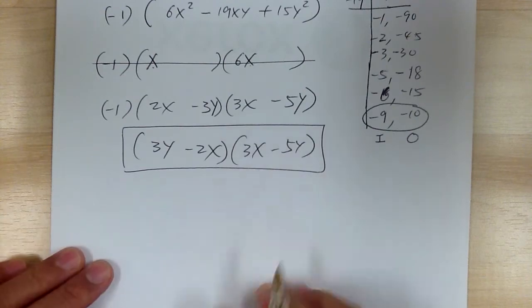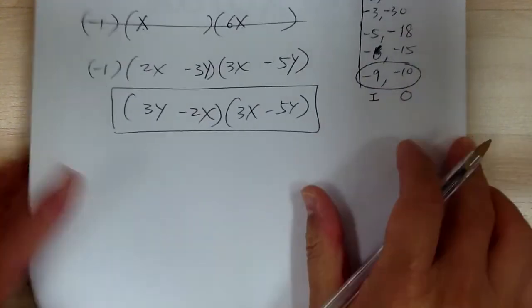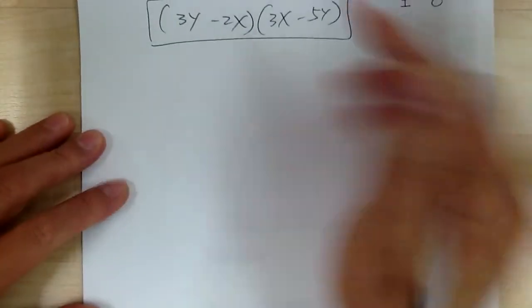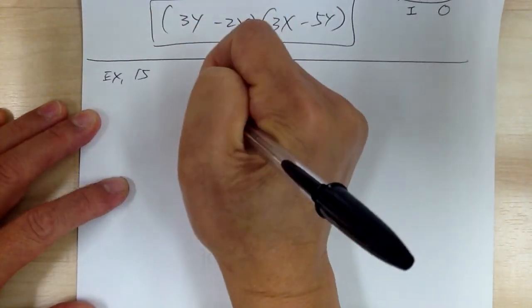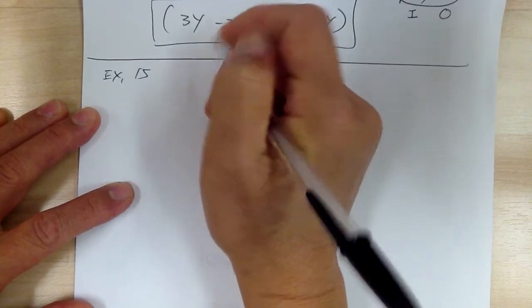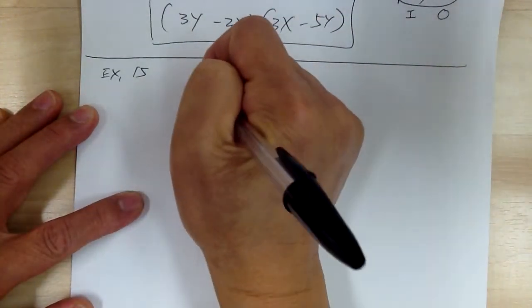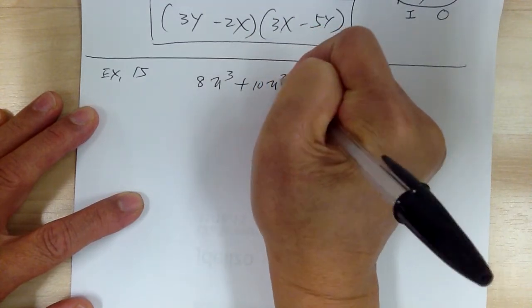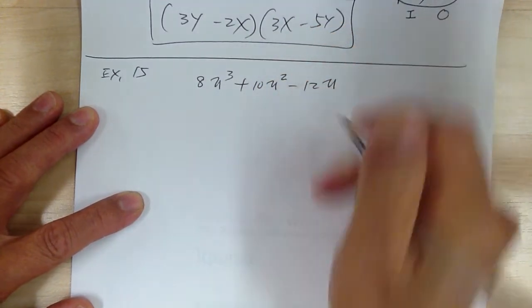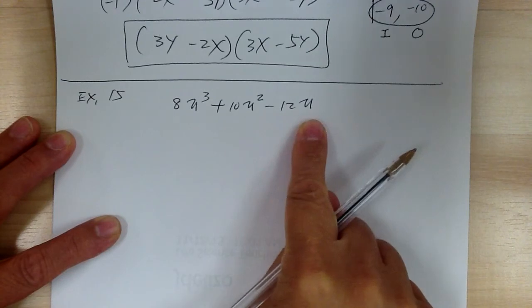Okay, so let's continue on. Let's go to example 15. Again, first you need to arrange this in order. So you're going to get u to the 3 plus 10u squared minus 12u. So again, first arrange this in order.